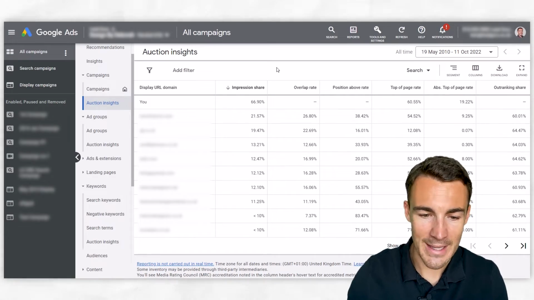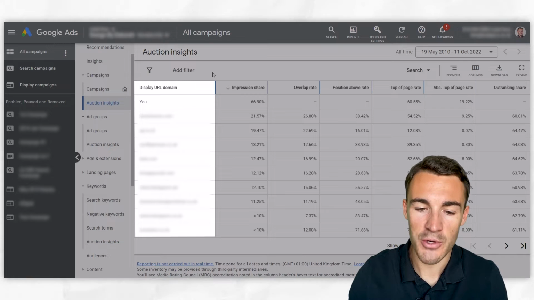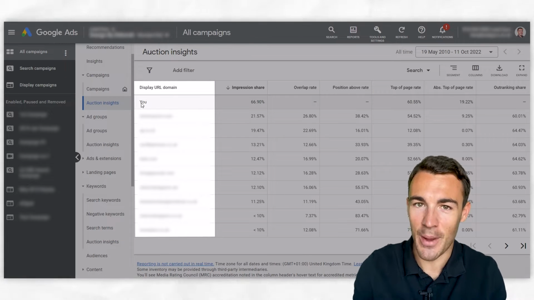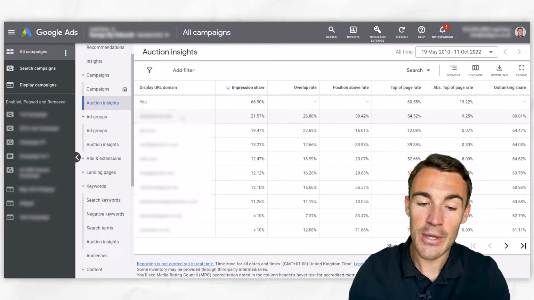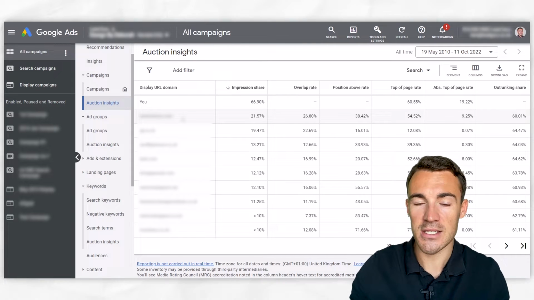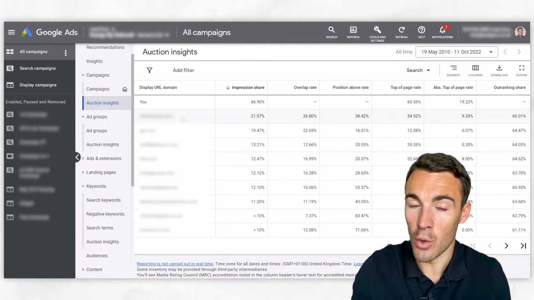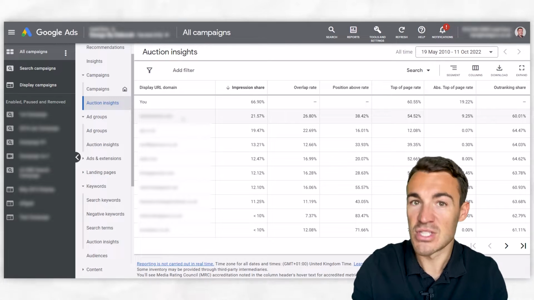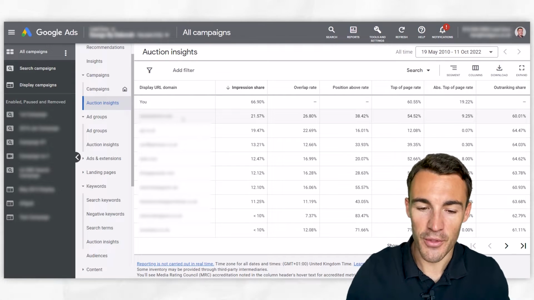So what are we looking at here? Firstly, we've got the display URL domain. We can see you, which is obviously our website in this case, and then we can see the competitors that are competing against us within the Google auction, trying to take some of the same clicks, impressions, etc., that we're after.